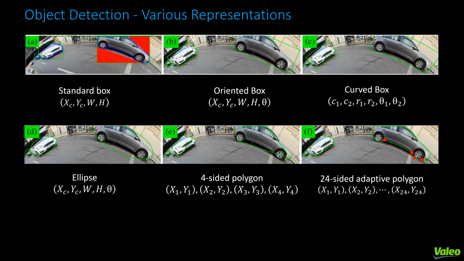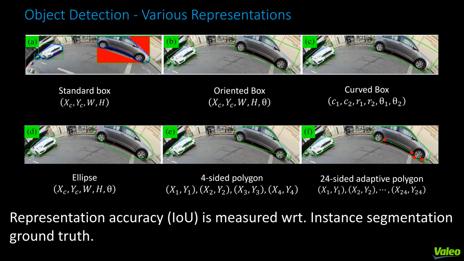A standard bounding box is not a good representation for fisheye images. Figure A illustrates how a bounding box fits poorly. Thus, we explore various representations such as oriented box, curved box, ellipse, 4-sided and 24-sided polygon fits. The 24-sided polygon works optimally without significant increase in runtime. The representation accuracy is measured with respect to instance segmentation ground truth. For the 24-sided polygon approach, we perform adaptive sampling of points to create the best fit, which uses more points to represent curves and few points for the straight line.